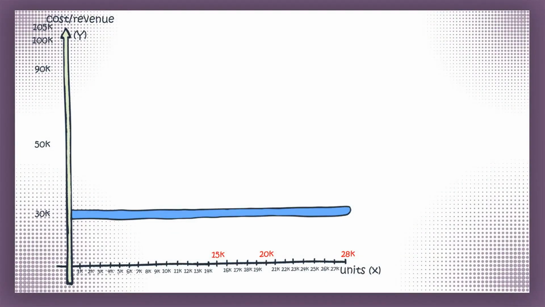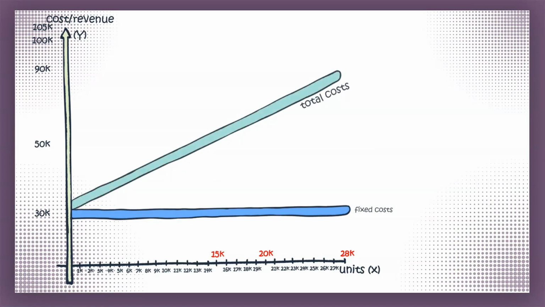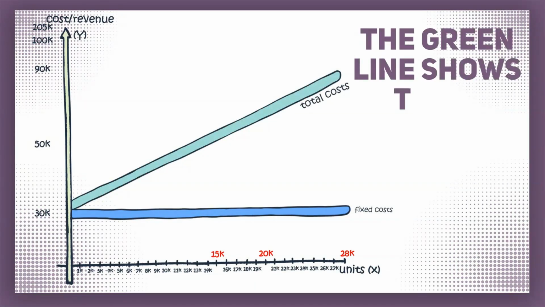So, the blue line shows fixed costs of £30,000. Even if Yaz doesn't sell a single cake jar, she will still have fixed costs such as rent. Fixed costs don't change with output, which is why this line is horizontal, and it stays at £30,000 for all different levels of output.